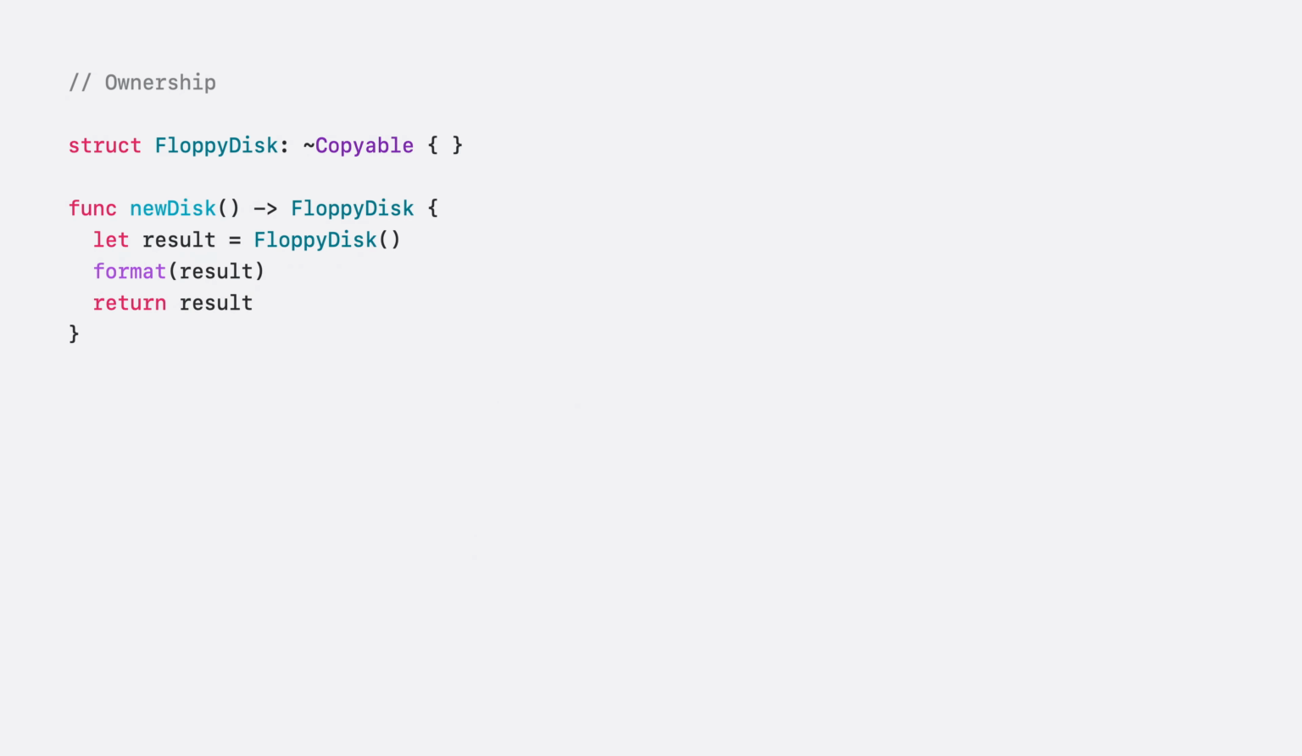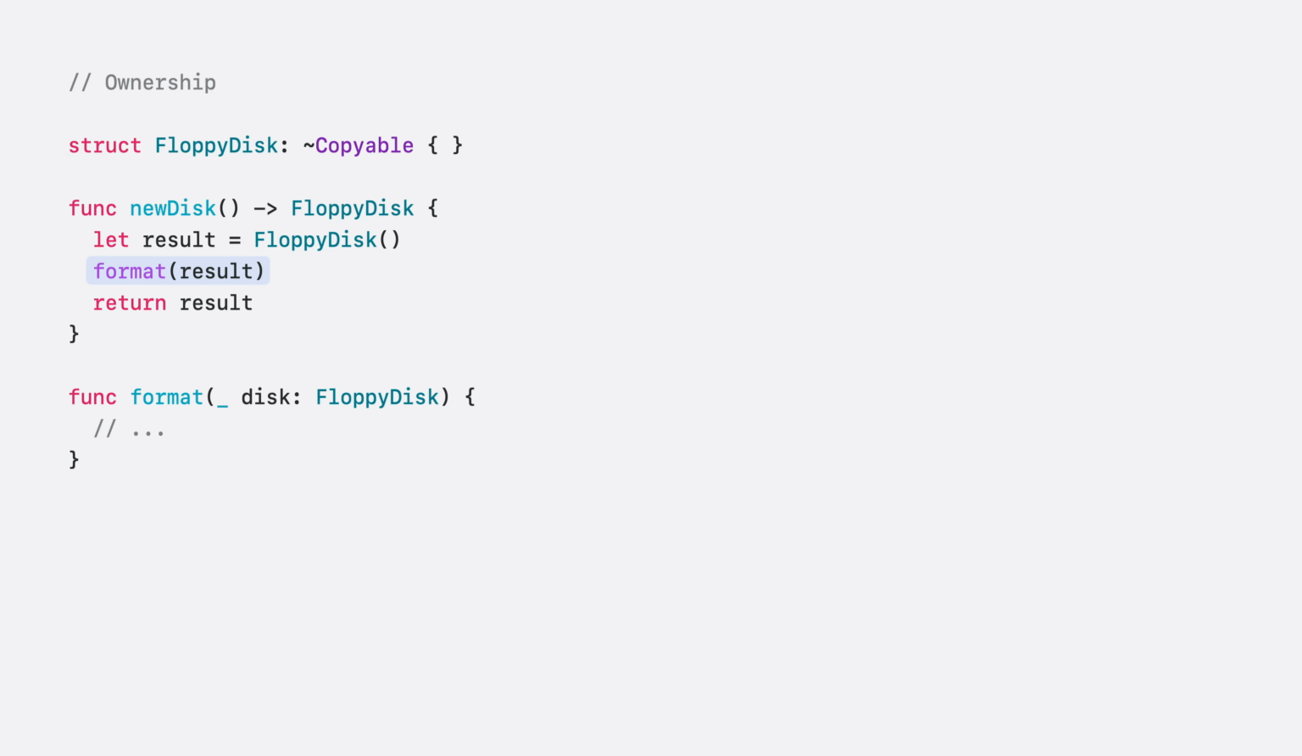Now, consider this function that creates new disks. When it calls format, what happens to the variable result? It's hard to tell, since the function's signature doesn't declare what ownership it needs over the disk. With copyable parameters, you didn't have to think about this. Format would effectively receive a copy of the disk. But for non-copyable parameters, you must declare what ownership the function has over the value, since we can't copy.